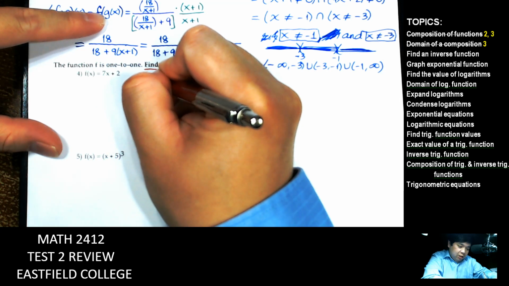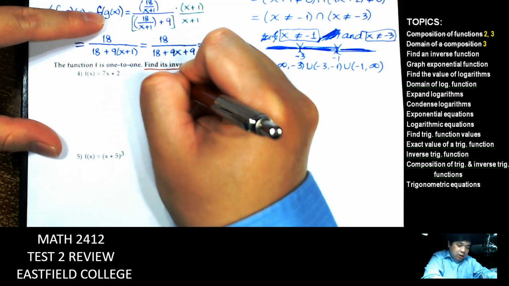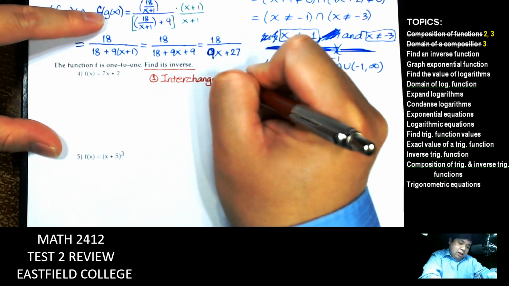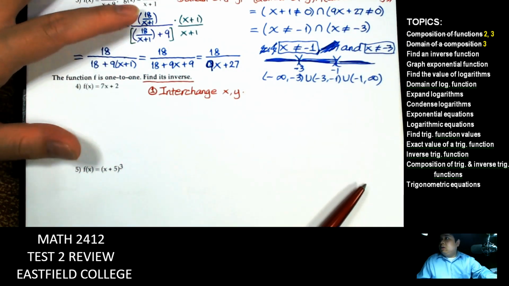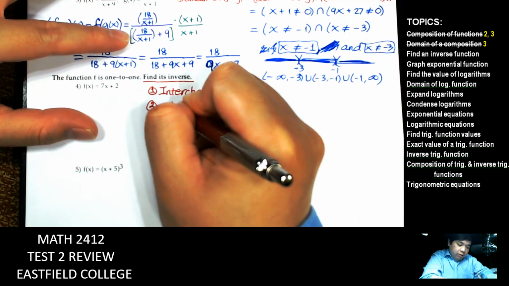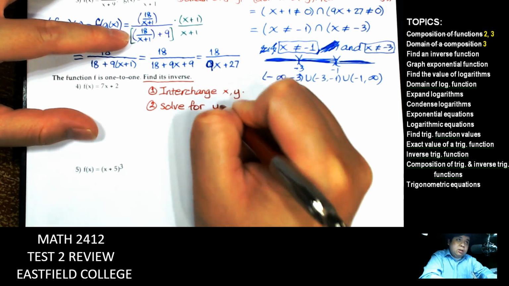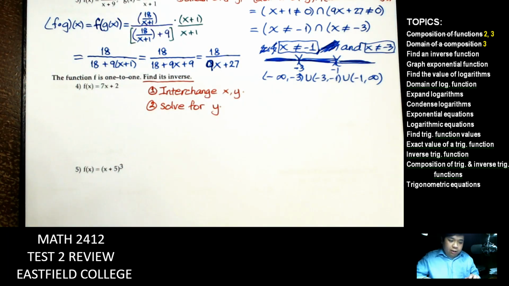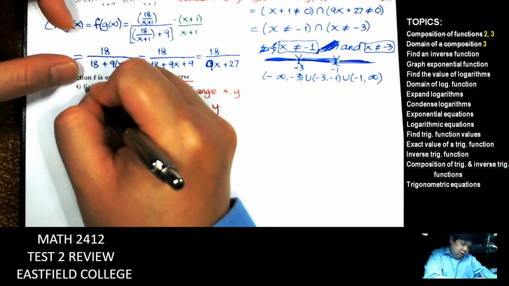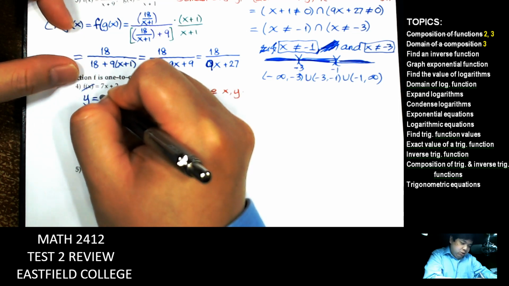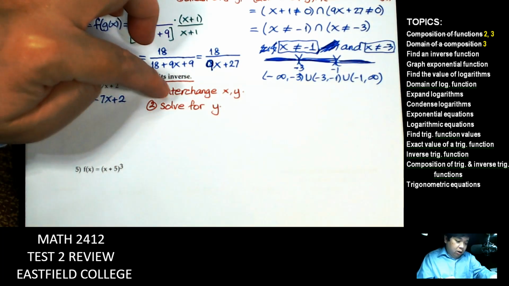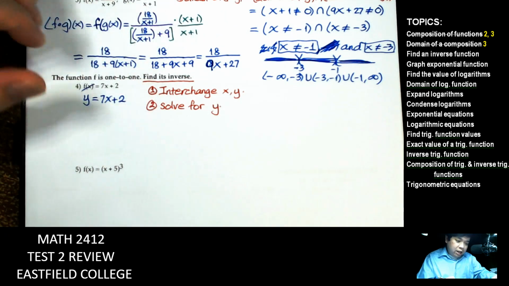The first one is to interchange x and y, and the second step is to solve for y. Right. So first, we have to have y. So the function f of x, let's write using y instead. So we have that. Next, we do these two steps, interchange x and y, and then solve for y.